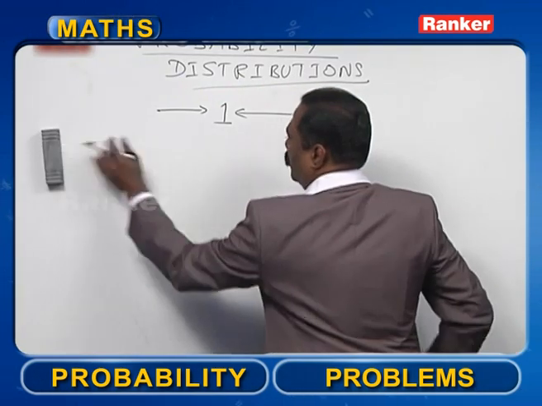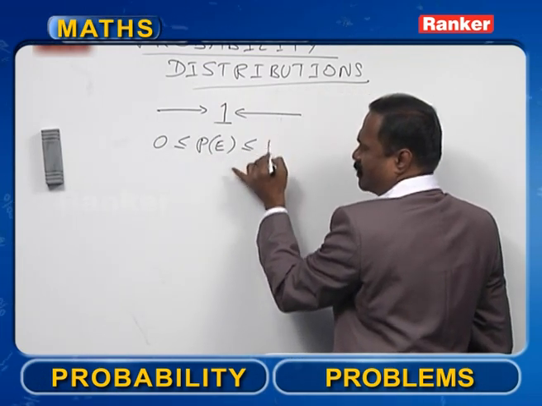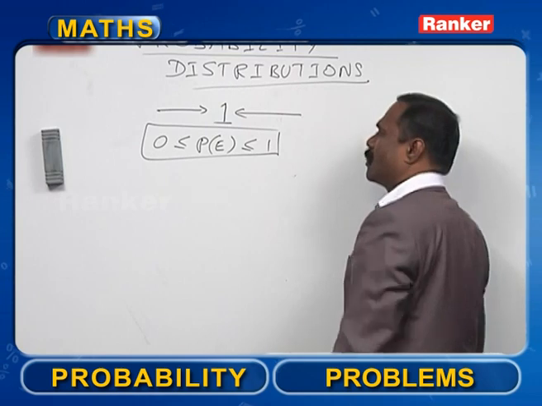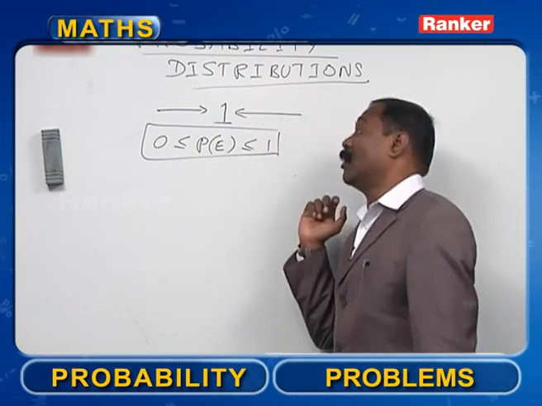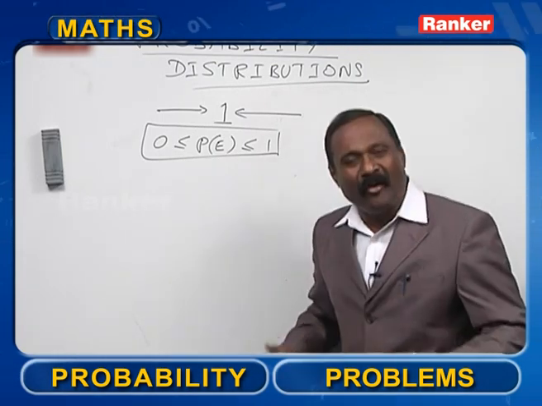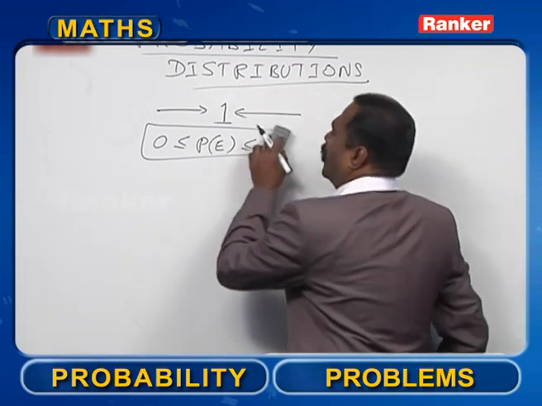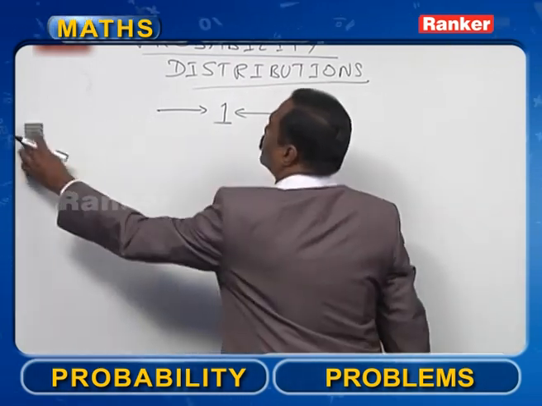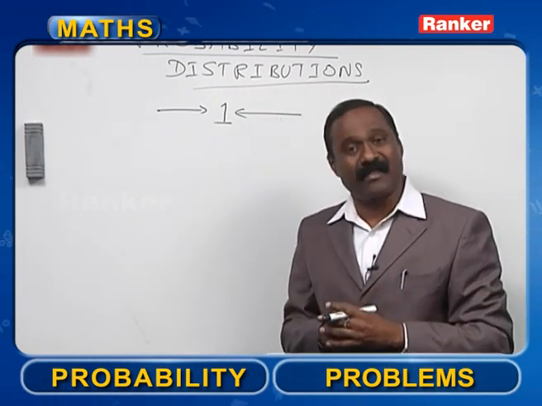That is 0 less than or equal to P of E, that is any event is less than or equal to 1. We discussed that. P of E equal to 0 is an impossible event. P of E equal to 1 is a certain event, and all the remaining values fluctuate between 0 and 1 only. So the maximum value of probability is 1. Now this 1, how it can be distributed in a sample space, we are interested in that.